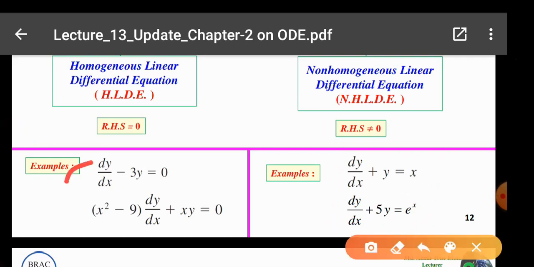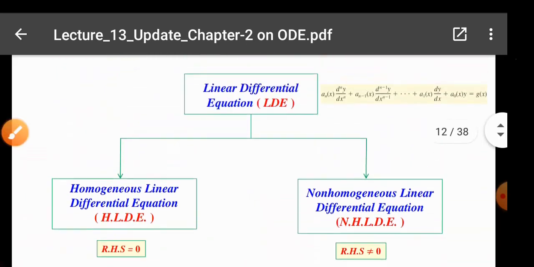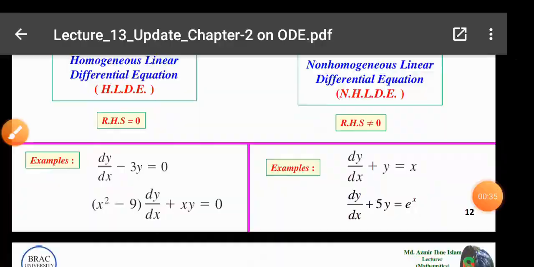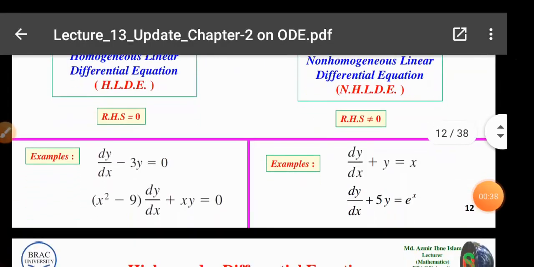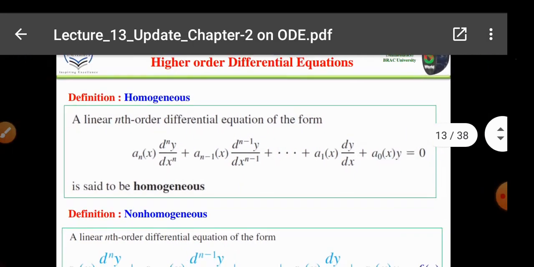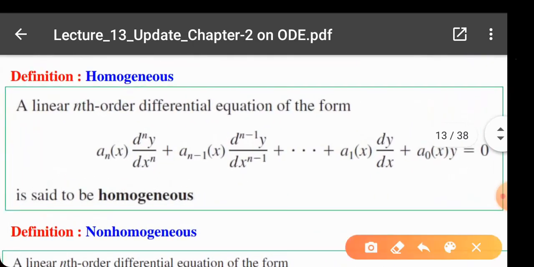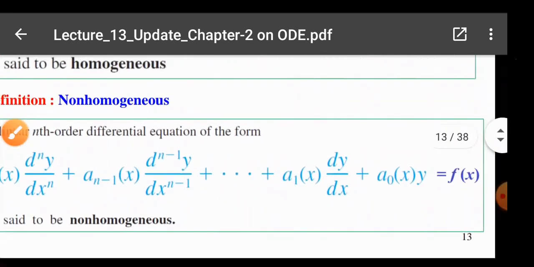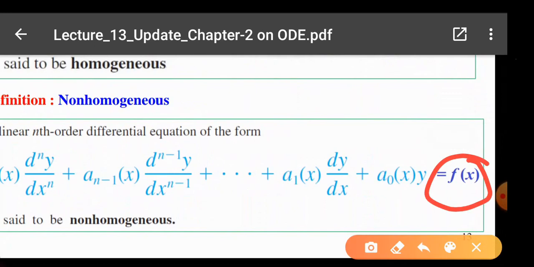So whatever four examples are here, all of these are first order linear differential equations, but the first two are first order homogeneous linear differential equations and the last two are first order non-homogeneous linear differential equations. Now you can think about higher order differential equations. A higher order linear differential equation will be called homogeneous if the right side is 0, and non-homogeneous if the right side is a function of x.